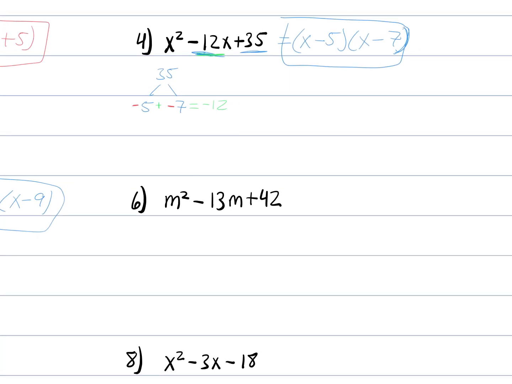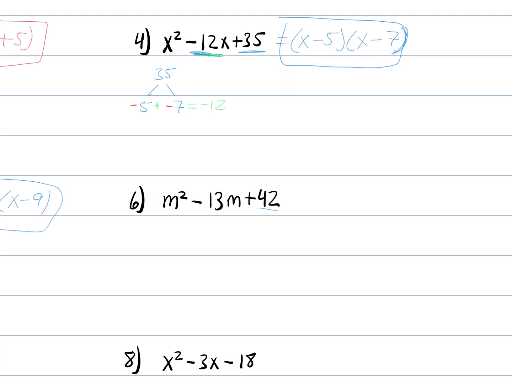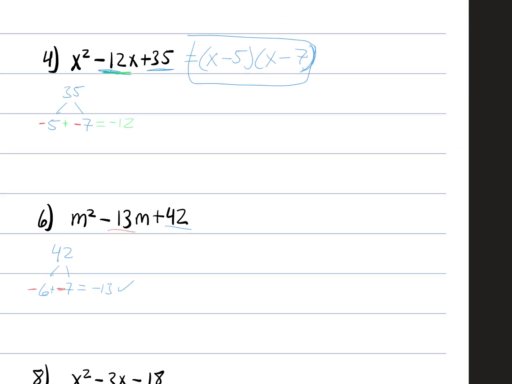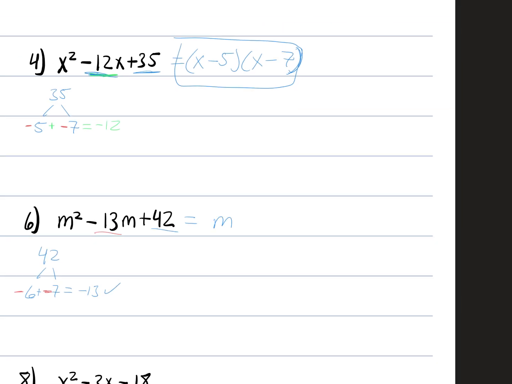And the next one, I want factors of 42 that add to negative 13. Some factors of 42 are 6 and 7. That's the most obvious one that stands out to me, so let's see if it works. I want them to add to a negative, so I'm going to make both of these negative, negative 6 and negative 7. When you add them, you get negative 13, and that is what we're looking for. So this trinomial is going to factor as m minus 6 and m minus 7.